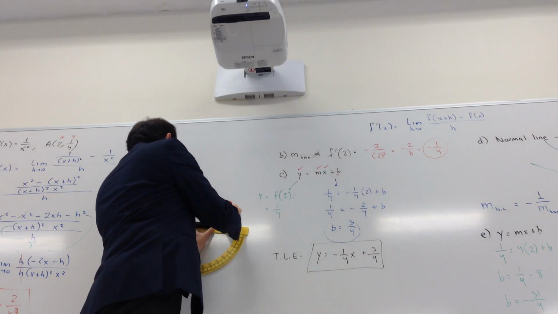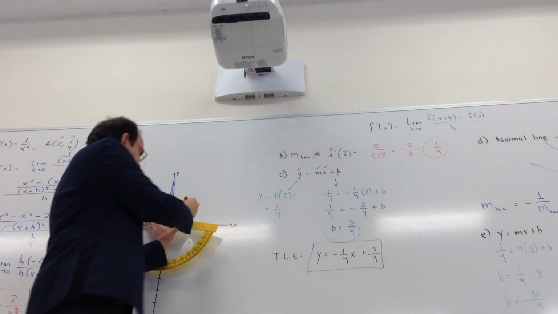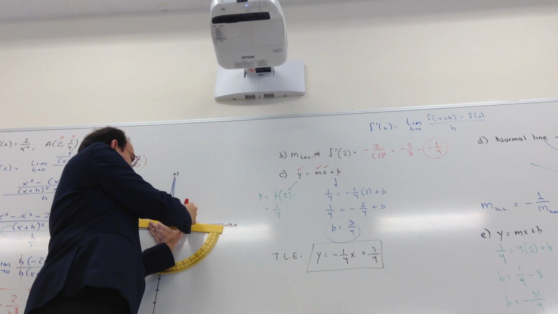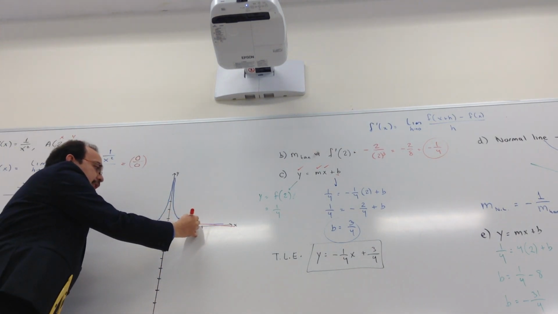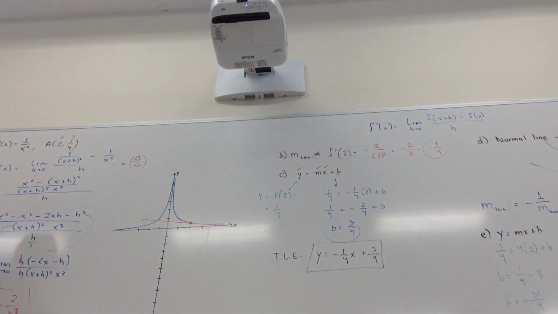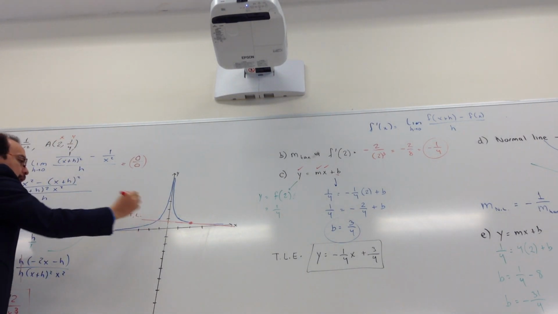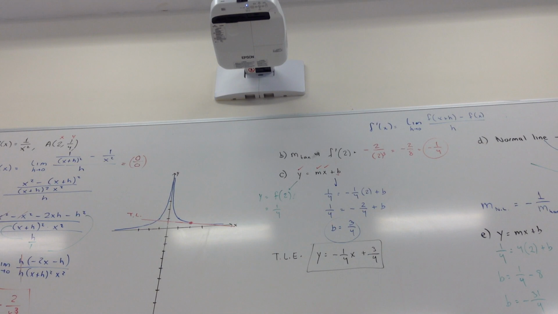Yes? It doesn't matter if the line crosses another part of the graph, which in this case is this. It doesn't matter, because in this case we're touching this point. That's a tangent line. Now what? The normal line.